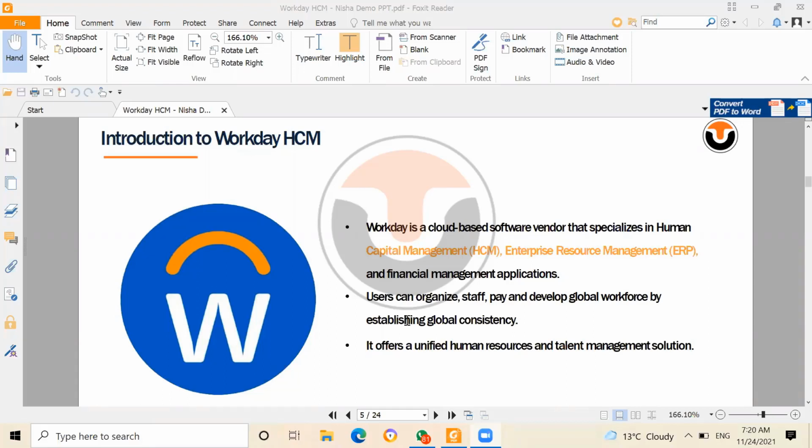With the very common functionality, via this software or any other software, these softwares are designed basically to organize staff, their employees, their salaries, and their development, meaning the development of the company's employees by establishing global consistency. The major benefit is that we can utilize the workforce of the company.